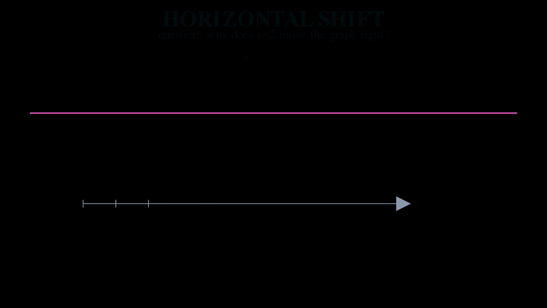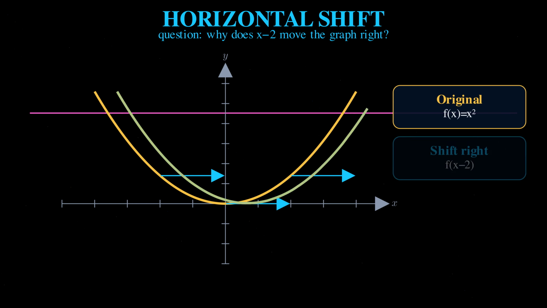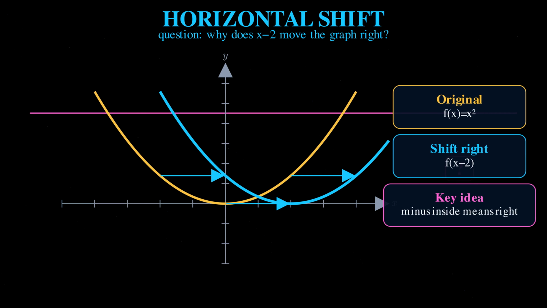Now comes the transformation that confuses many students. Horizontal shifts happen inside the input. Look carefully and ask, why does x minus 2 move the graph right? The input is being changed before the rule acts, so the graph moves right to keep the same output pattern.